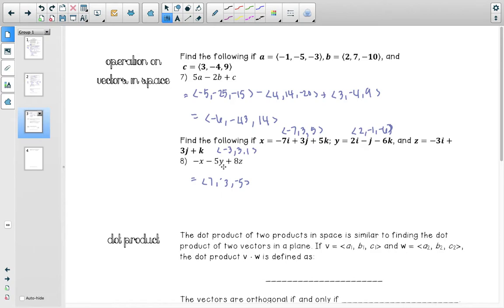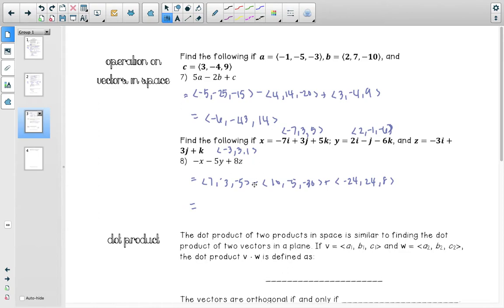And then you're subtracting, so I think it's just easier to leave the subtraction sign and then just multiply by 5. So if we multiply this by 5, you get 10, -5, and -30. And then you're doing 8 times this vector. So that gets you -24, 24, and 8. So then you just combine everything.